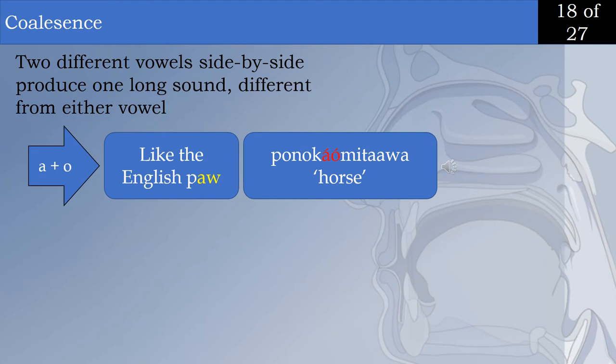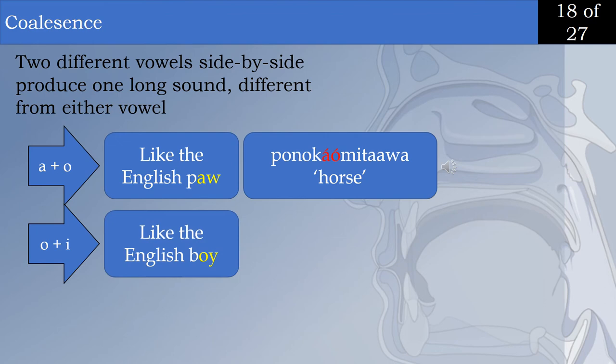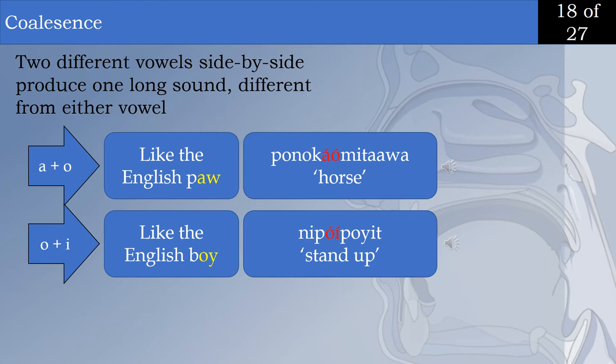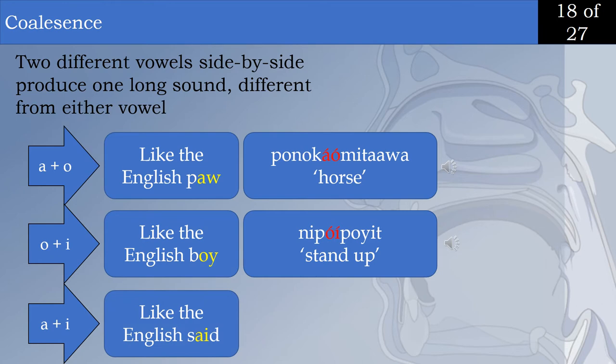If you have an O plus an E or an I vowel, you'll get an oi, like in English boy. And finally, an A plus an I vowel will give you an E sound, like in English, said.